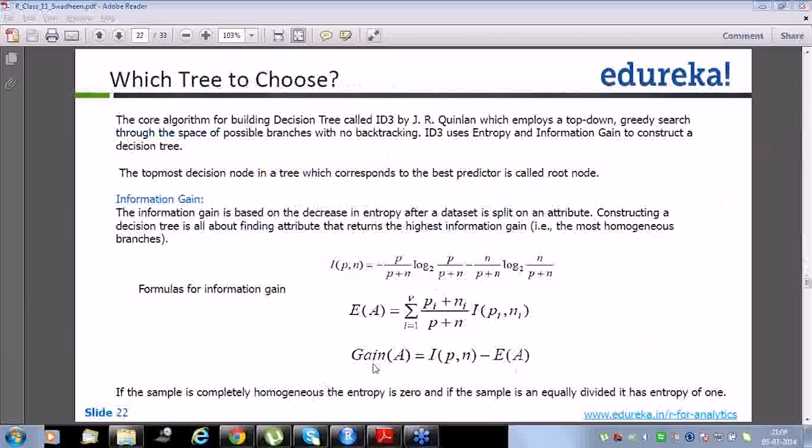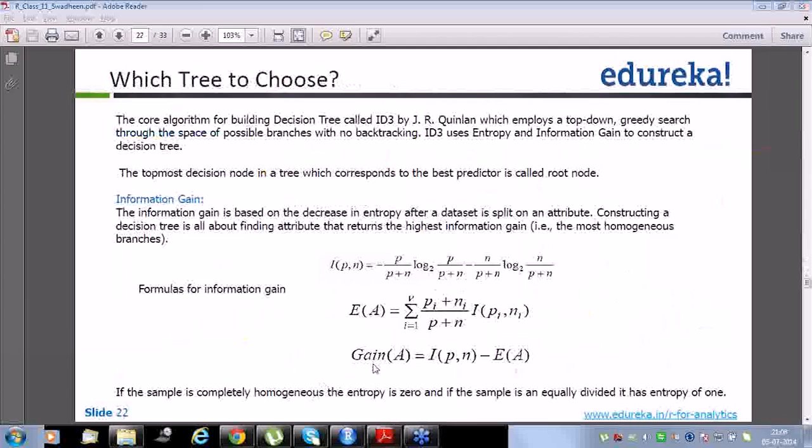The core algorithm for building decision tree is called ID3 by J.R. Quinlan, which employs a top-down greedy search through the space of possible branches with no backtracking. ID3 uses entropy and information gain to construct a decision tree. Now the question is, what is this entropy and information gain?